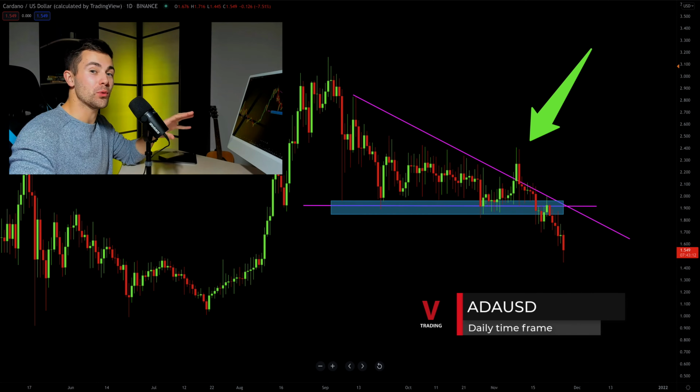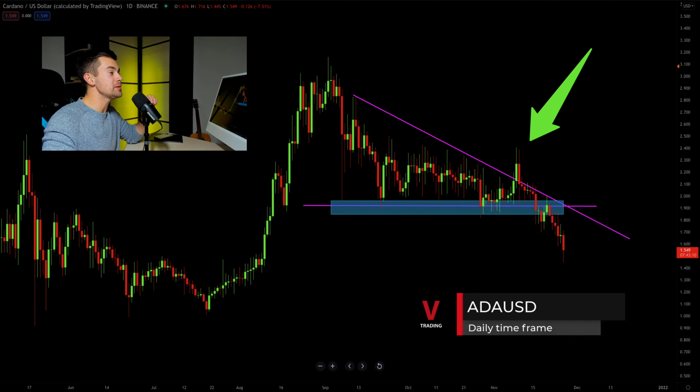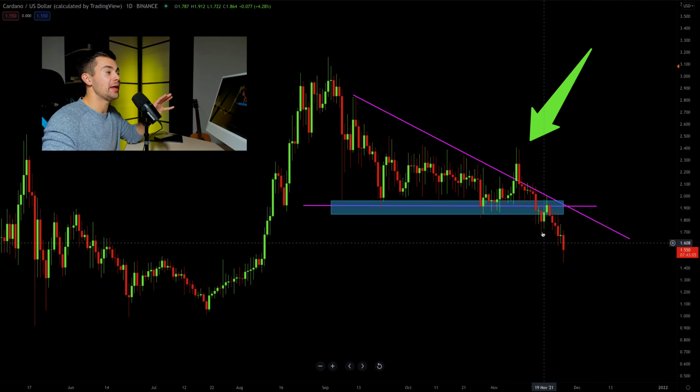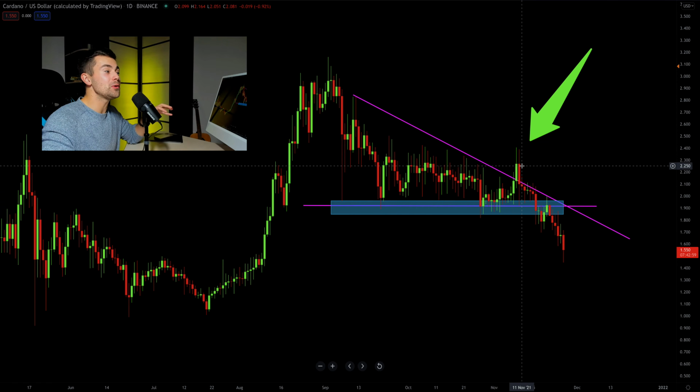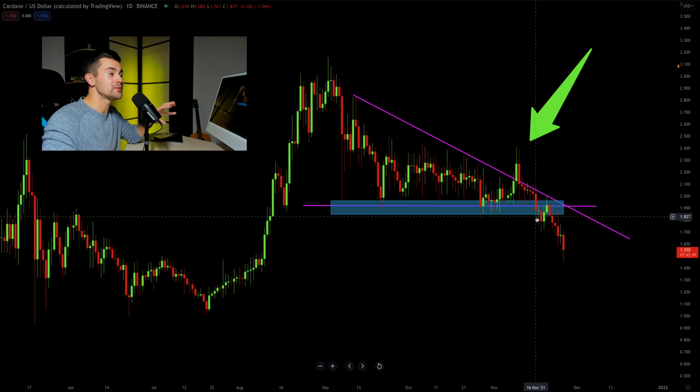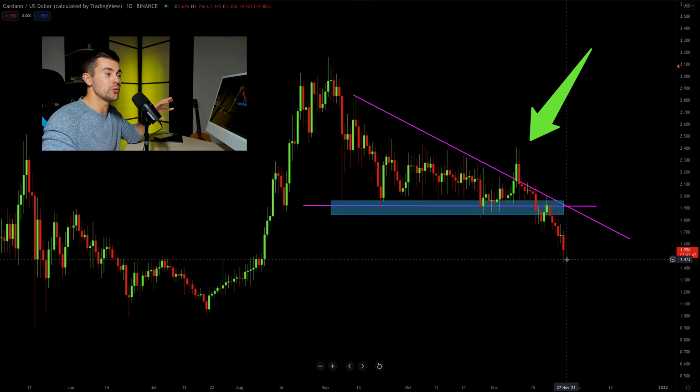Look what happened with the ADA altcoin. You can see that the market here formed the descending triangle formation, and at some moment the resistance of the descending triangle was broken to the upside, and you can see that after the violation, after its bullish breakout, the market immediately returned back within the boundaries of the triangle, and moreover then its support was broken, and after the retest we saw a strong bearish continuation.